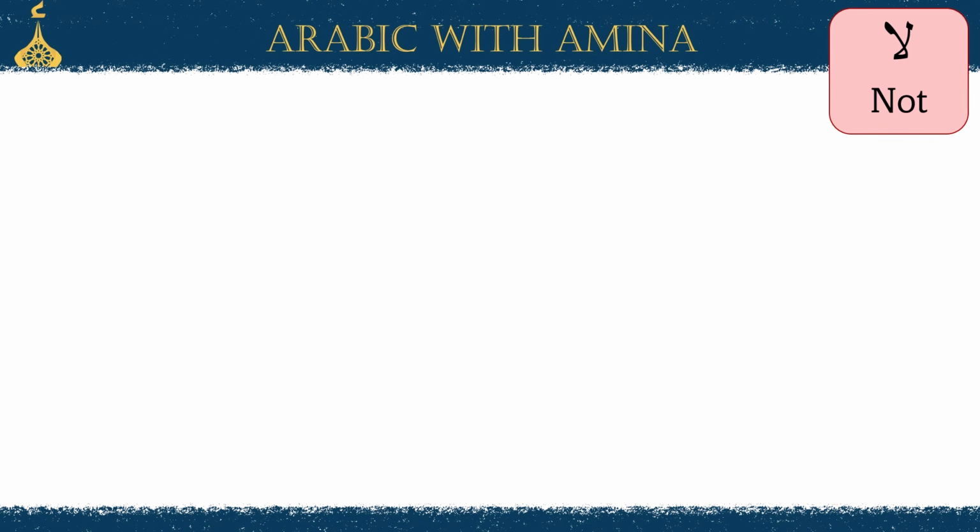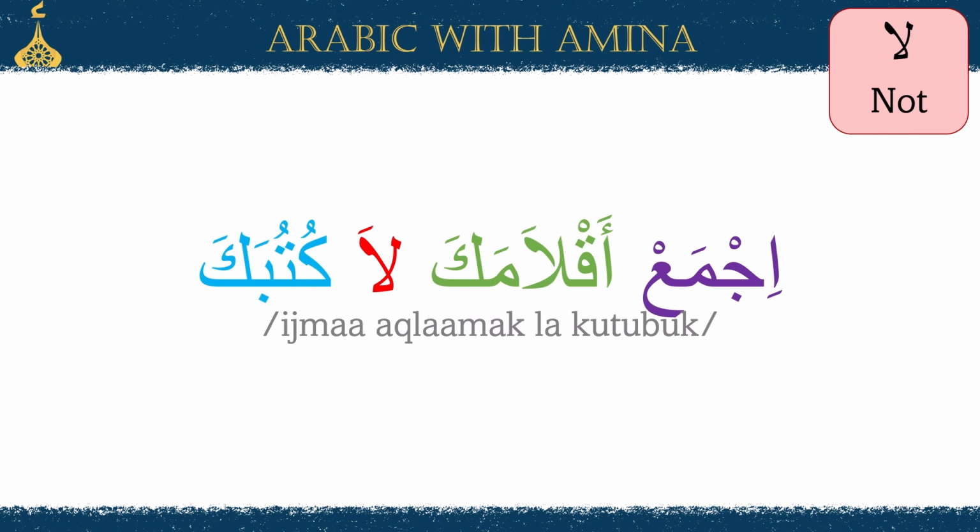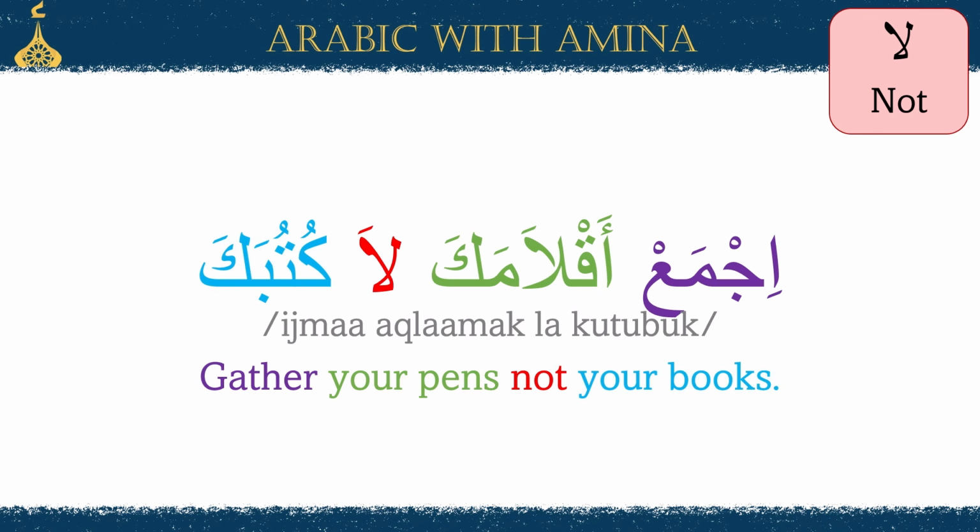Next up, we have لا. اجمع أقلامك لا كتبك. Gather your pens, not your books. So similarly to بل, we are denying the first part of the sentence and confirming the second part. We do not want you to gather your books, only your pens.